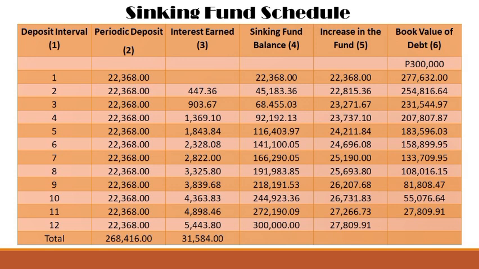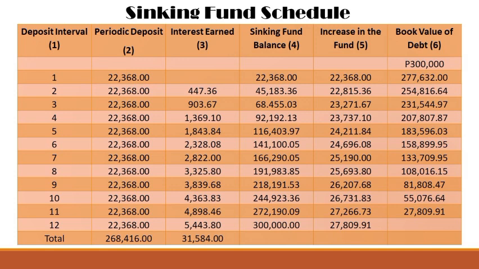In column 4, the amount on this column is equal to the sum of the following: the periodic deposit, interest earned, and previous fund balance. Thus, on the second deposit period, the fund balance of 45,183 pesos and 36 centavos is equal to the sum of 22,368 pesos periodic deposit, 447 pesos and 36 centavos interest earned, plus the previous fund balance of 22,368 pesos.